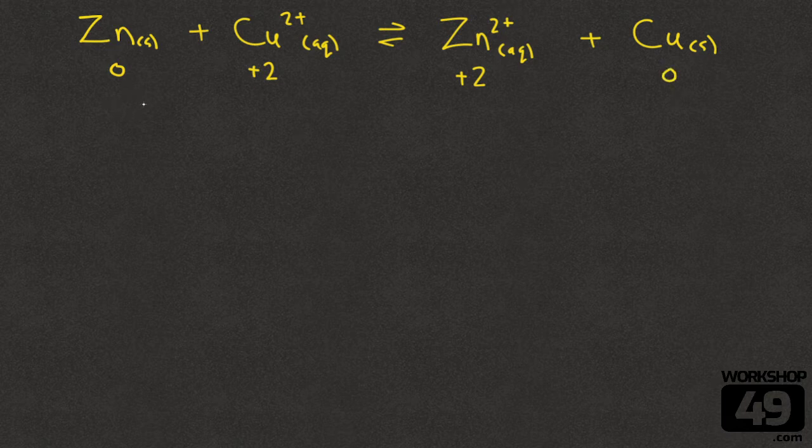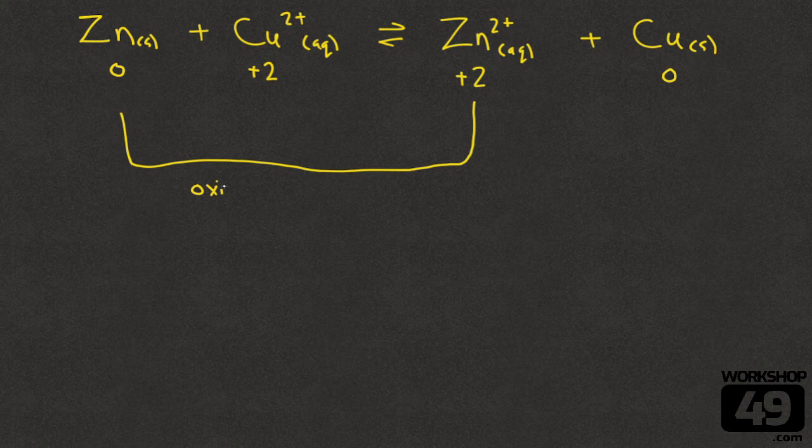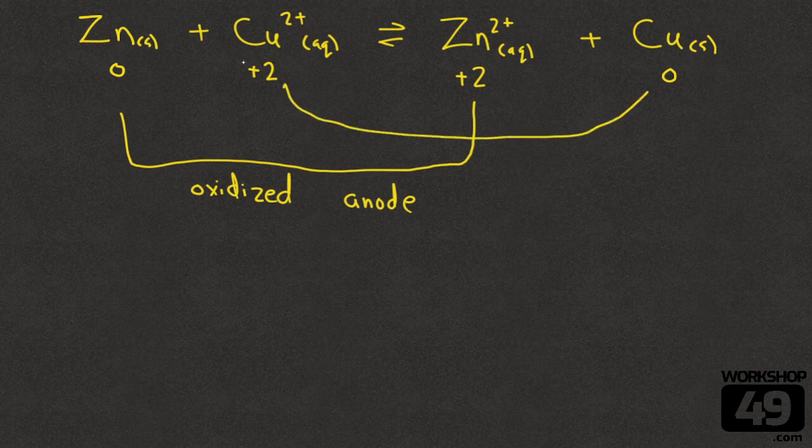We can check our zinc, and we can see that this number went up, which means that it was oxidized. It was oxidized because the oxidation number increased, which means it's our anode. We can see that our copper, the number went from +2 to 0, which meant that it was reduced, which means that it's our cathode.